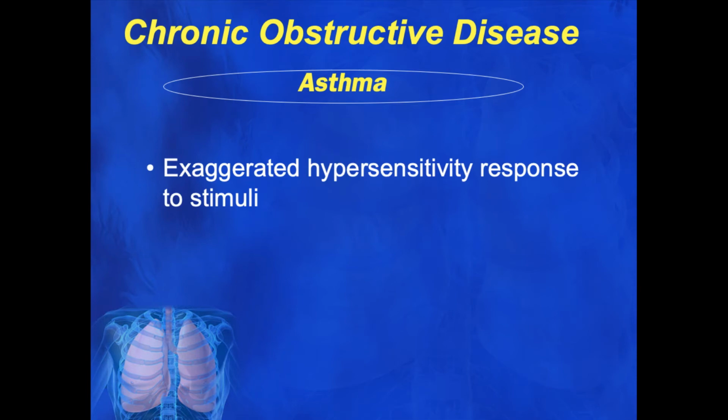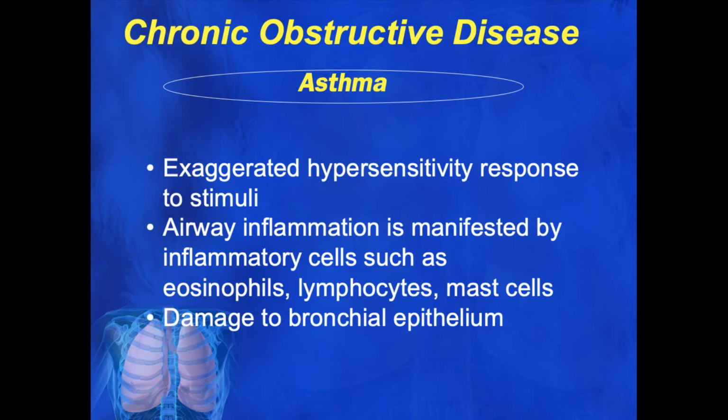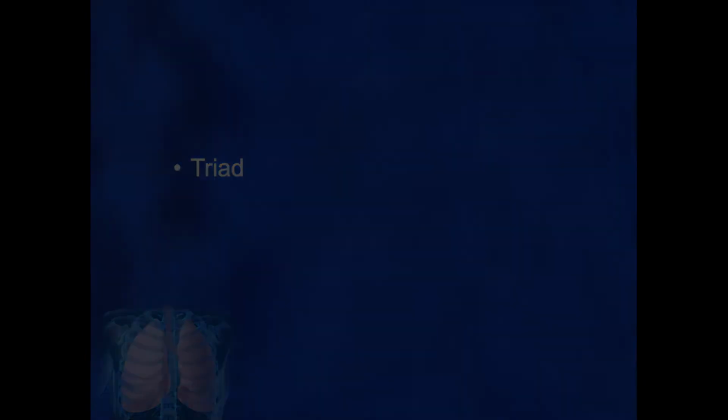So with asthma, this is an exaggerated hypersensitivity response to stimuli. So airway inflammation is going to be created by these inflammatory cells. So your mast cells, your eosinophils, lymphocytes, and then eventually what it's going to do is it's going to damage the bronchial epithelium.